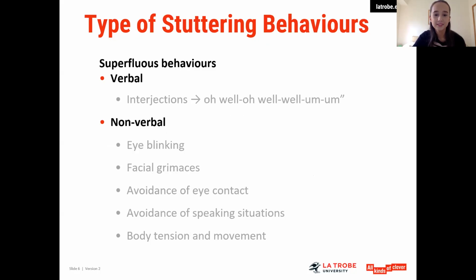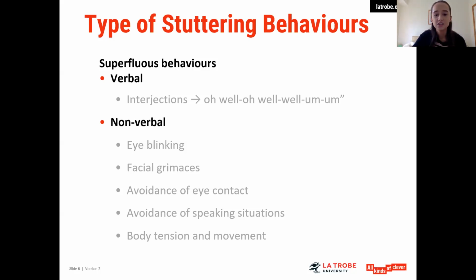Next slide. Types of stuttering behaviours. So we also know that there are superfluous behaviours, which are those that occur alongside repeated movements and fixed postures. They would not be present if the person was not stuttering, and they tend to be more common in more severe or persistent stutterers.